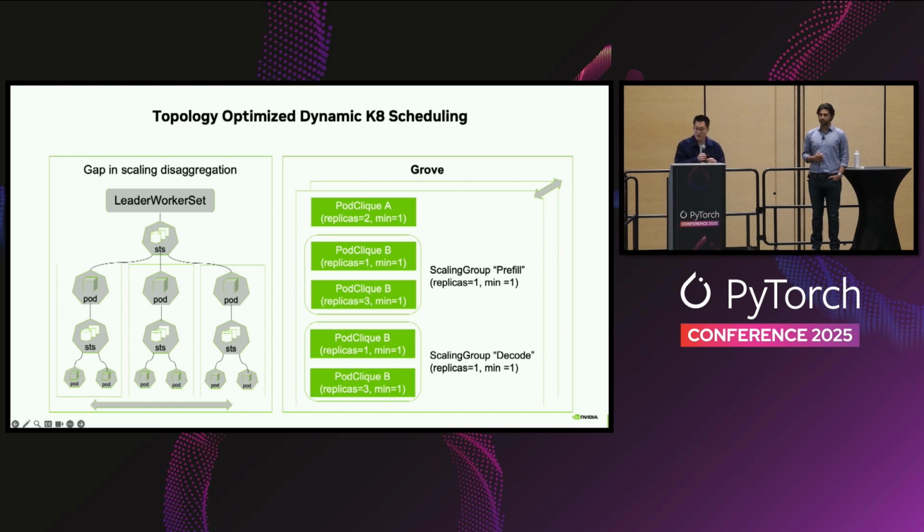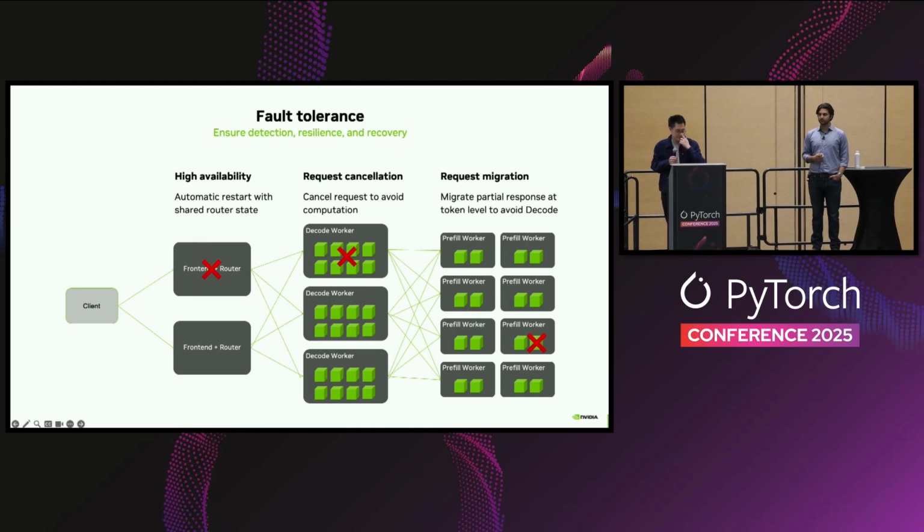So we created a product called Grove that is able to gang schedule your workloads with topology awareness. Grove introduced pod clique sets for gang scheduling, so all the components can be scheduled simultaneously. Furthermore, by specifying a scaling group for prefill and decode, they can be scaled independently and dynamically. And Grove is capable of processing topology hints to schedule workers in physical proximity. So with Grove, we were able to scale prefill decode disaggregation seamlessly.